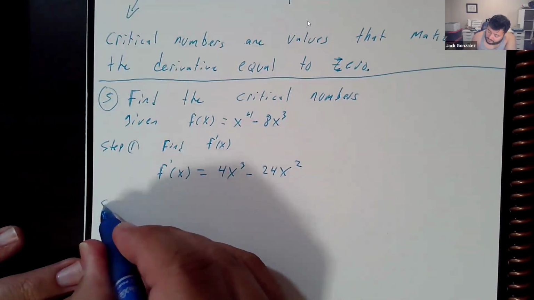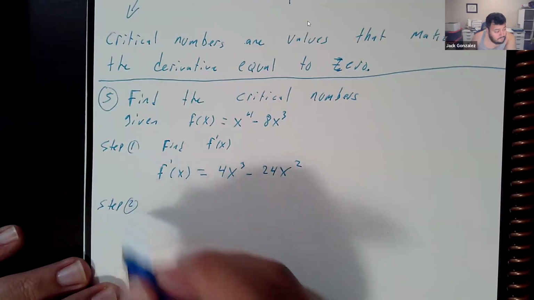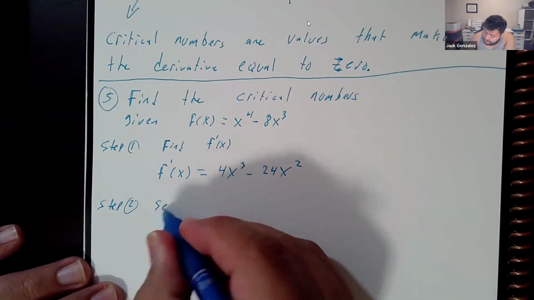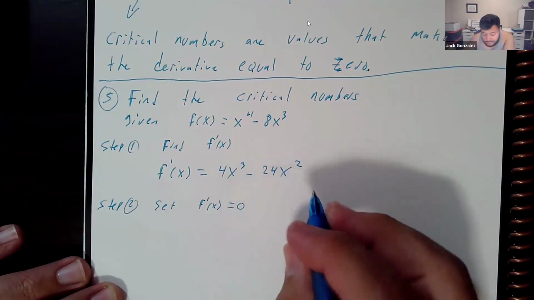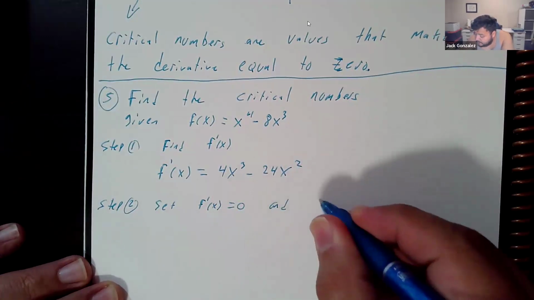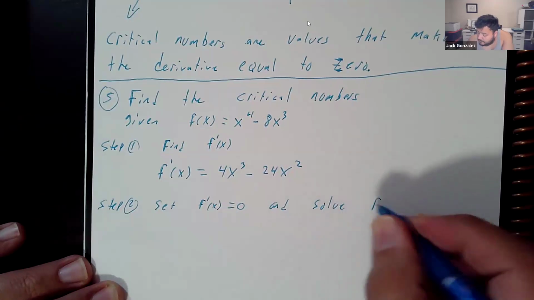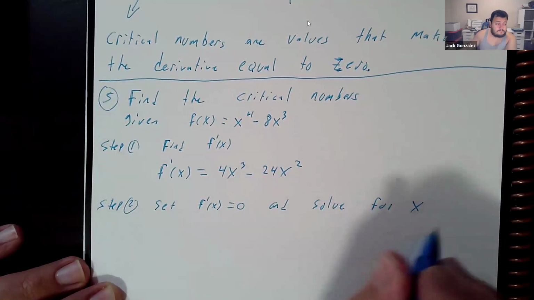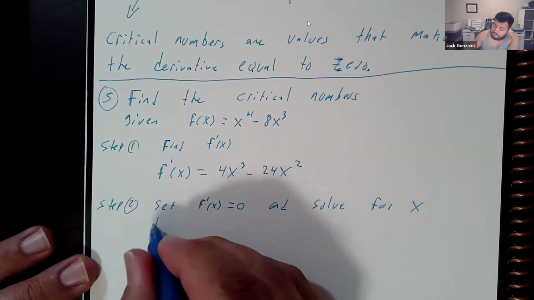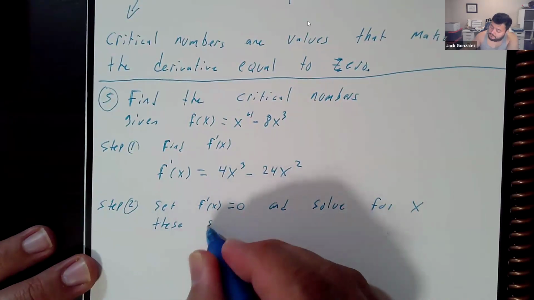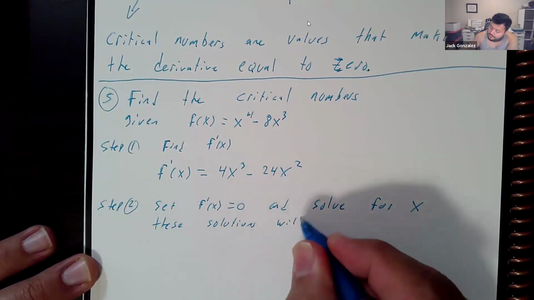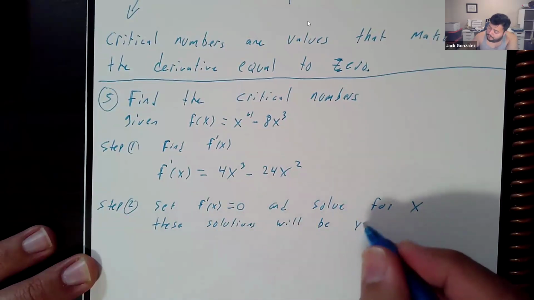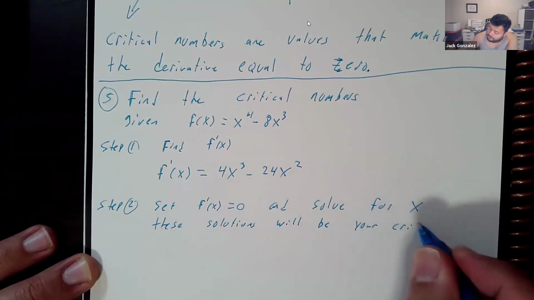So now step 2, set f prime of x equal to 0 and solve for x. These solutions will be your critical numbers.